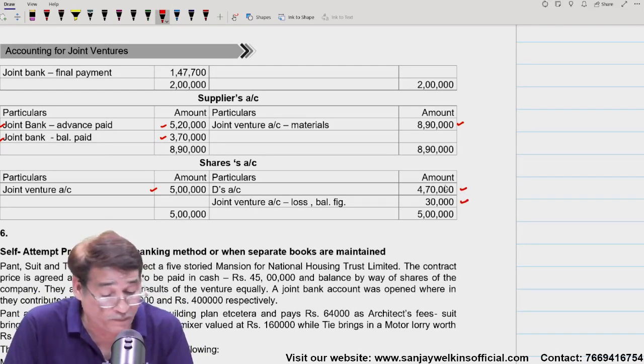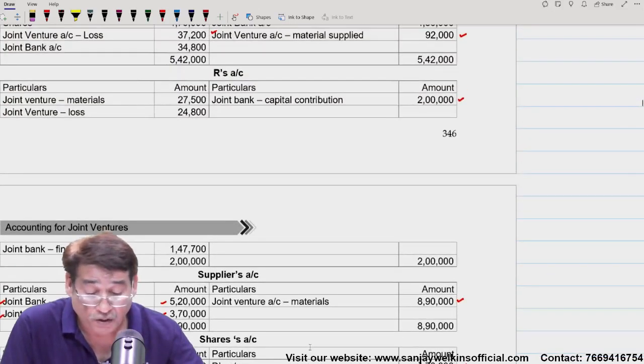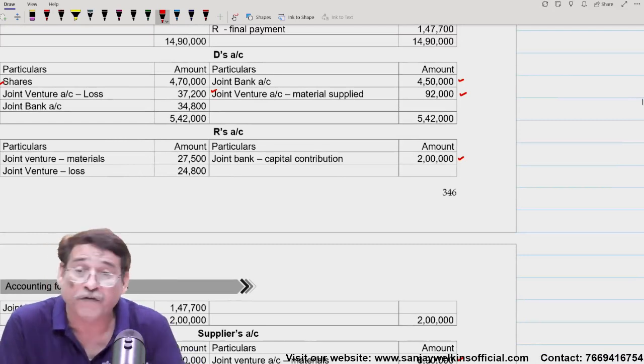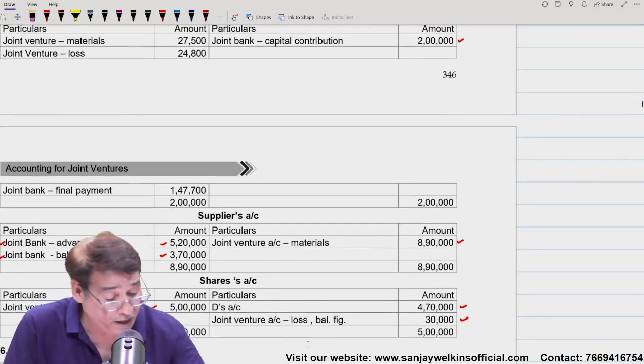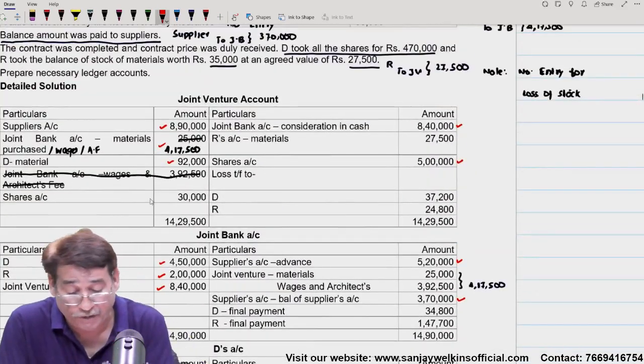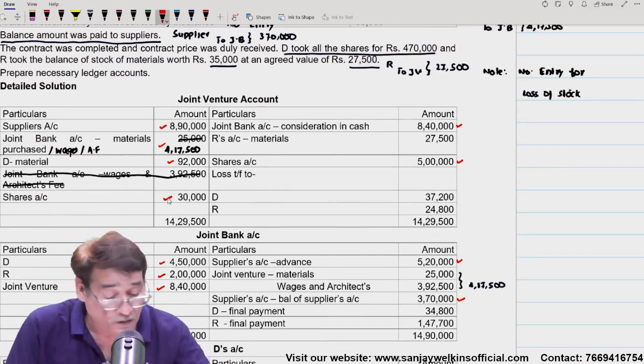So on the debit side of D, I will write "to shares." And this loss of 30,000 will also be debited to joint venture. On the debit side of joint venture, we have written here "to shares," 30,000 rupees. Is it clear to you?